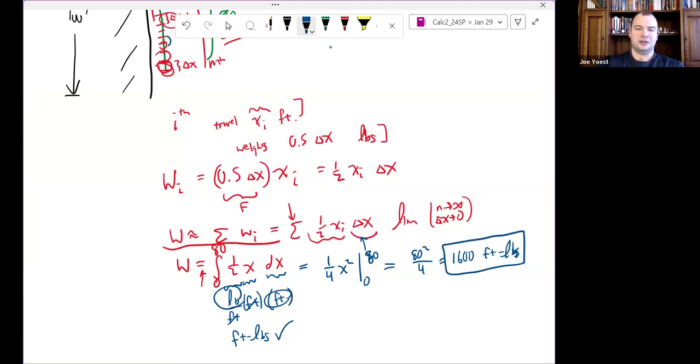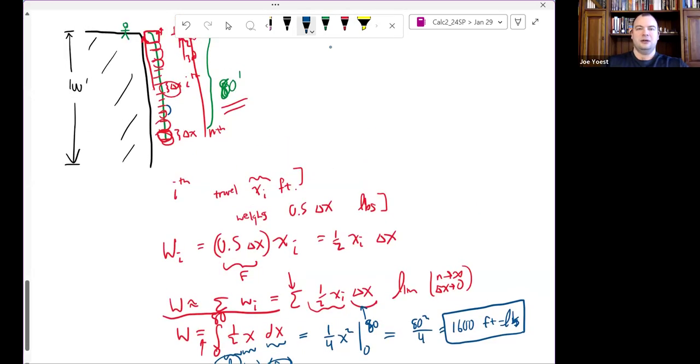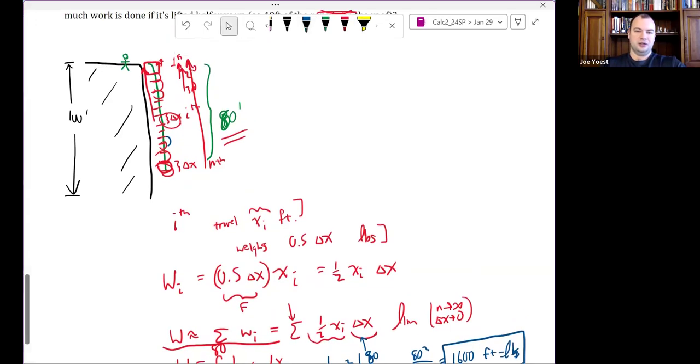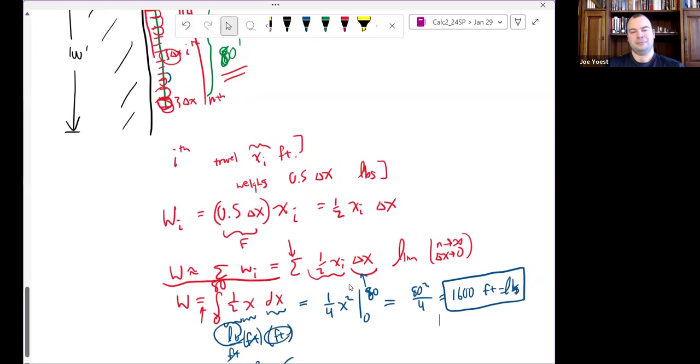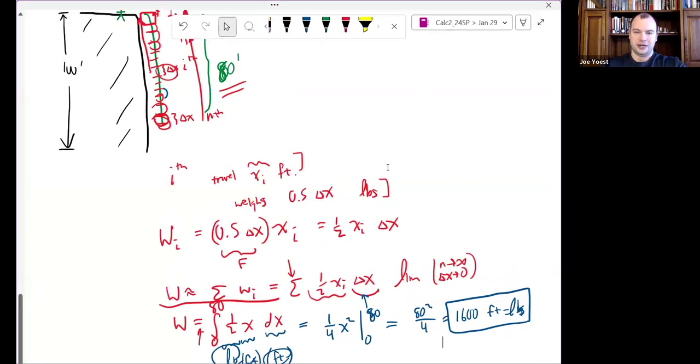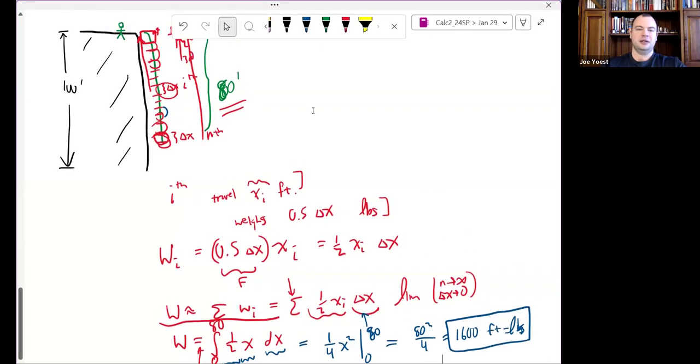This is the amount of work that I do in pulling this rope to the top of the building when it's hanging over like this, pulling it up hand over hand. I do 1,600 foot-pounds of work. Are there any questions so far? Any questions on where any of the pieces came from here, or why I chose to set anything up the way that I did?